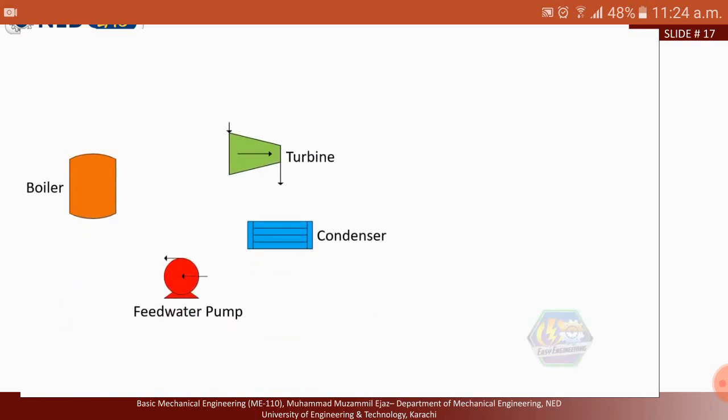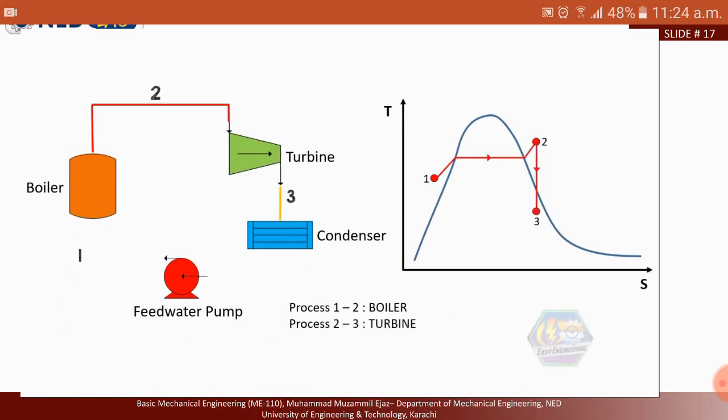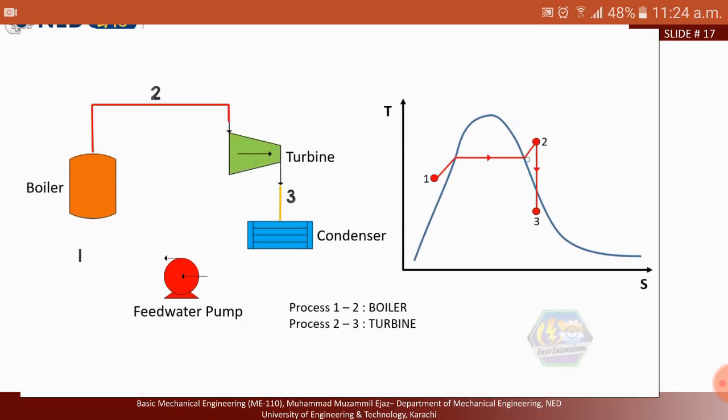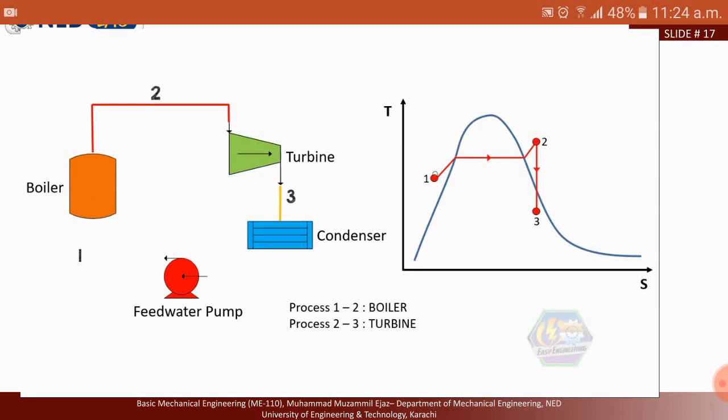To make a Rankine cycle, we need 4 processes. Process 1 to 2 for the boiler, process 2 to 3 for the turbine. So in the lecture example 4.5 we have covered only this part. It is a sub part of the boiler. The boiler is starting from this to this, heating from subcooled liquid to superheated steam. So we just cover only this part in example 4.5.